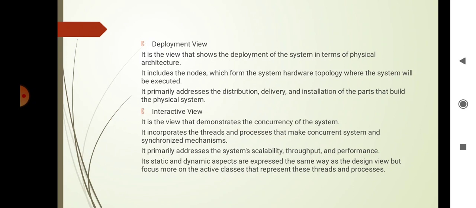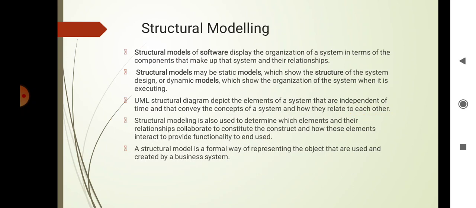And the process view. This view shows the flow of control among the various parts, including possible concurrency and synchronization mechanisms, and it primarily addresses the performance, scalability and throughput of the system. Its static and dynamic aspects are expressed the same way as in the design view, but it focuses more on the active classes that represent threads and processes. These are the modeling system architectures.